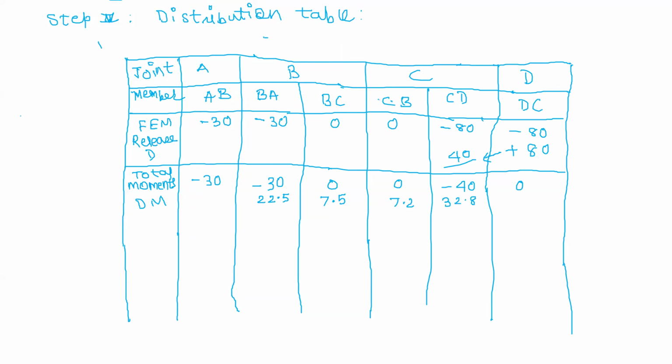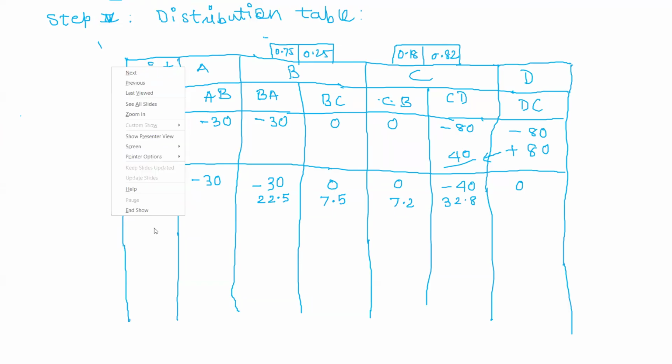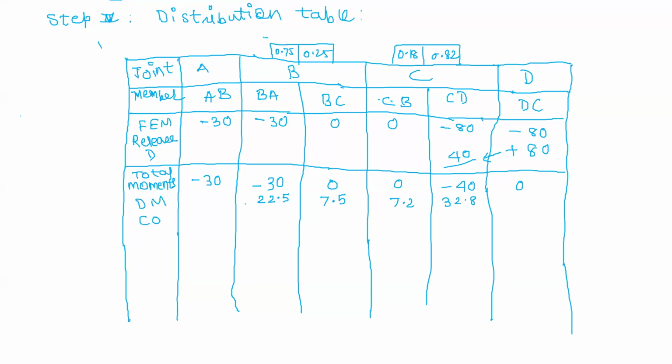So I will write distribution factors here: 0.75, 0.25, and here we have 0.18 and 0.82. Now we will go with after distribution. We have to go for carryover. So we have this carryover as 11.25. This carryover will be 3.75. This carryover will be 3.6. This carryover will not be there.